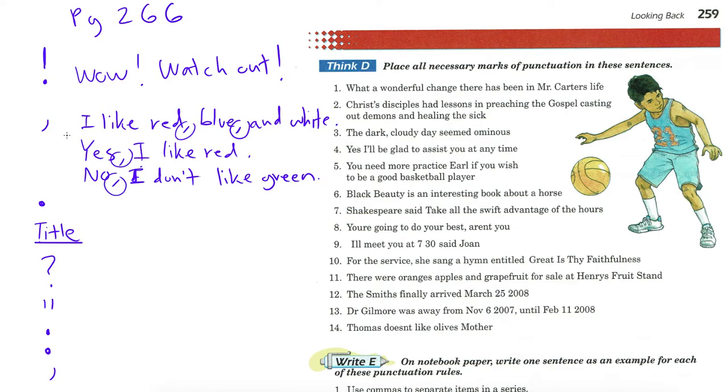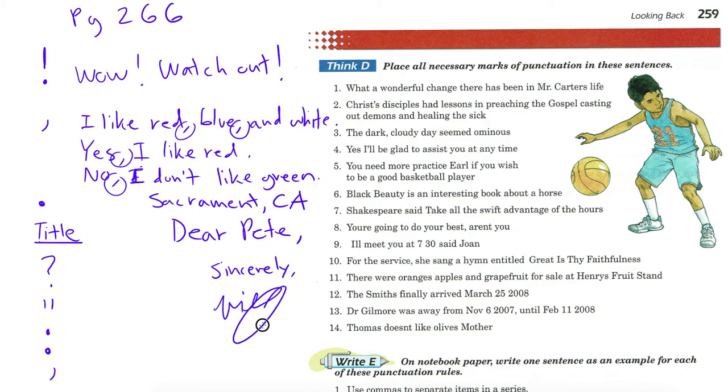And use commas in an address. So Sacramento, comma, California, right? And you would use commas after the greeting of a friendly letter and after the closing of any letter. So for example, you would say, "Dear Pete," and you would use a comma after that. "Sincerely, William Chan," right? My signature. So that's how you would use a comma.